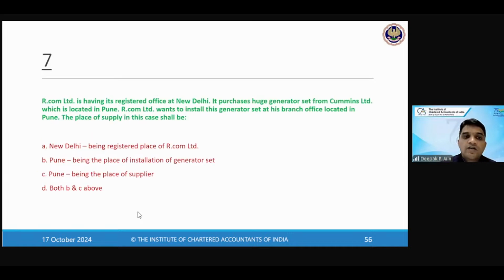Seventh question. RCOM is having its registered office at New Delhi. It purchases a huge generator set from Cummins Limited, which is located in Pune. RCOM wants to install this generator set at its branch office located in Pune. What is the place of supply in this case?